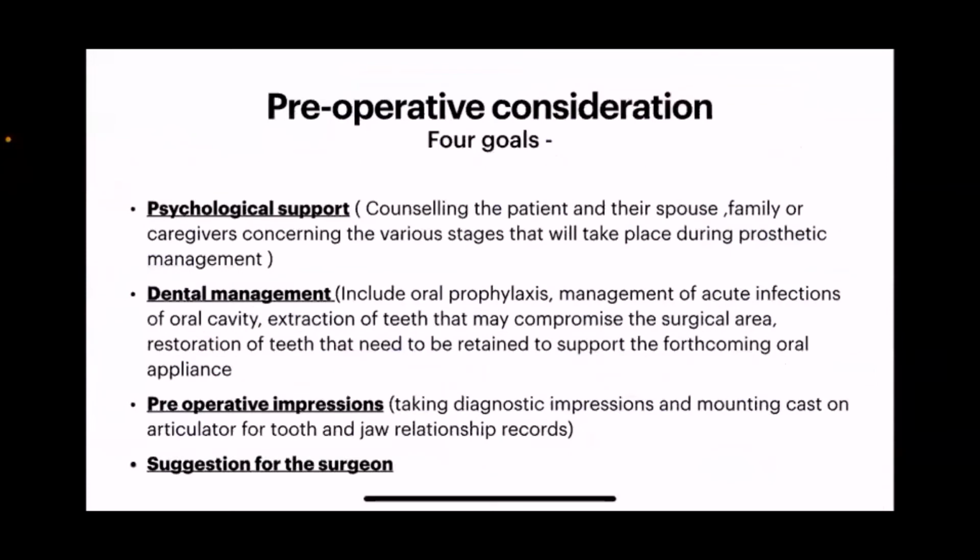It includes 4 goals. First is psychological support: counseling the patient and their spouse, family, and caregivers concerning the various stages that will take place during the prosthetic management. Then the dental management, which includes oral prophylaxis, management of acute infections of the oral cavity, extraction of teeth that may compromise the surgical area, and restoration of the teeth that need to be retained to support the forthcoming oral appliance. Pre-operative impressions are taken. And last, but the most important one, is the suggestion for the surgeon.